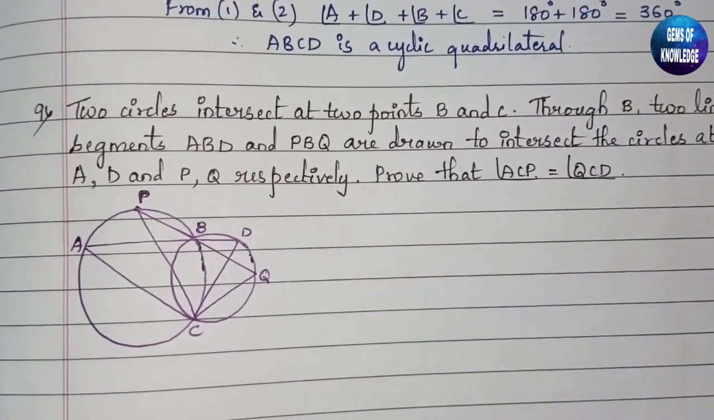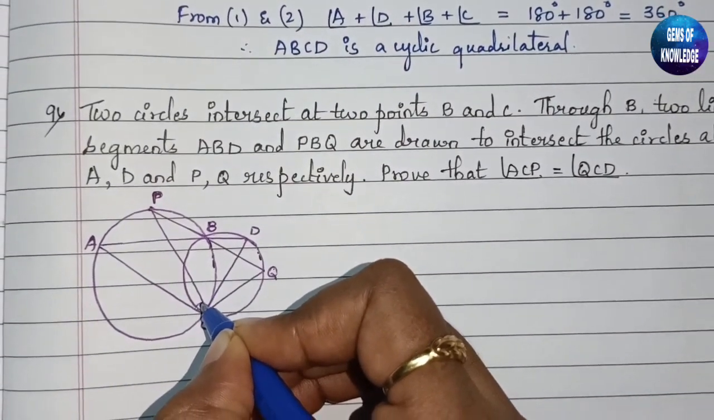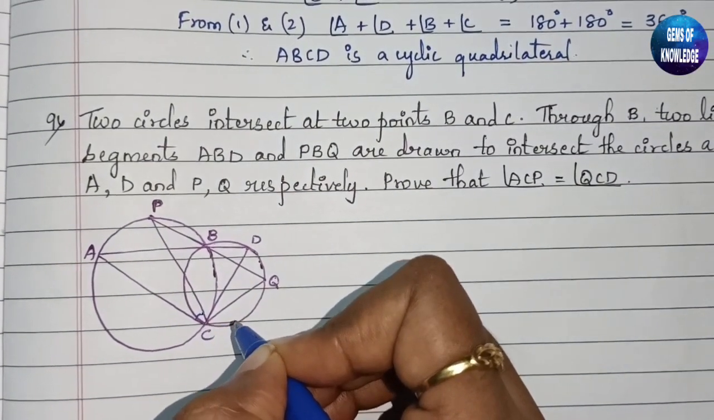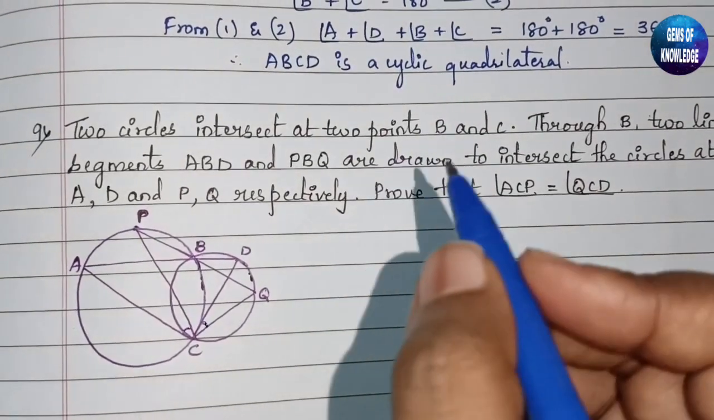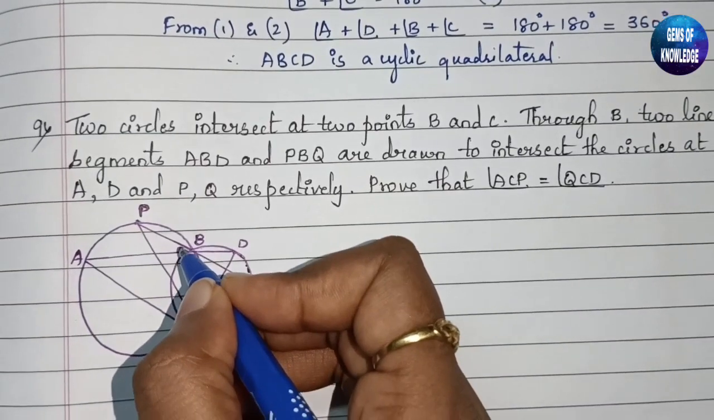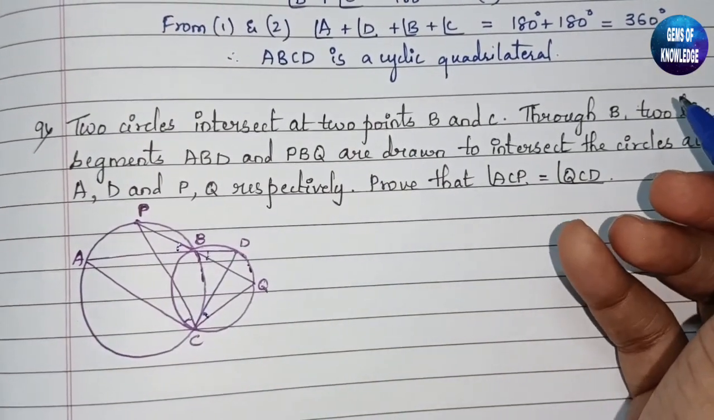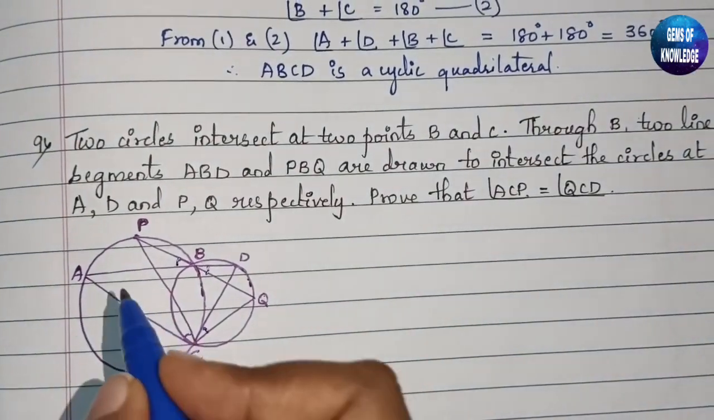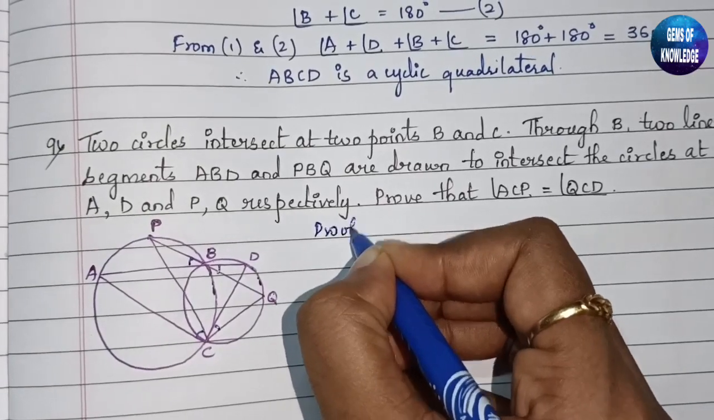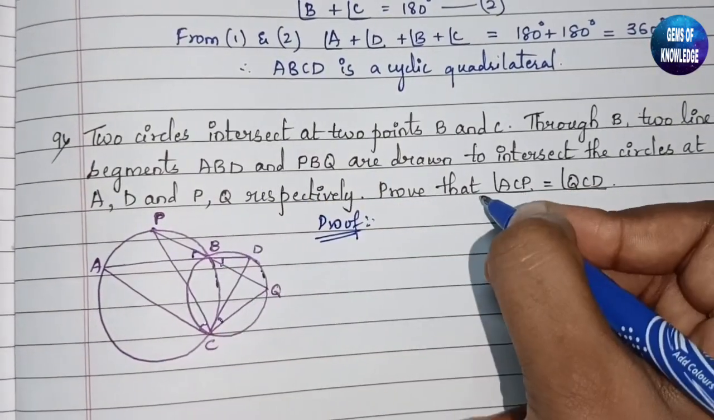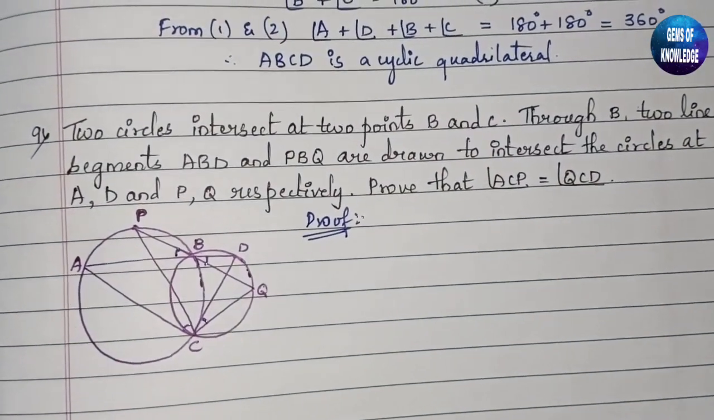We need to prove that angle ACP is equal to angle QCD. For that, first we will show that this angle is equal to this angle, since they are vertically opposite angles, which is angle ABP. So directly we'll write the proof. You know what is given and what you need to prove, so I will start directly with the proof here.